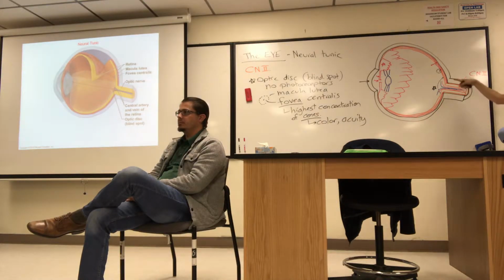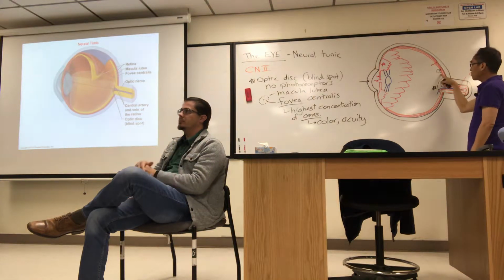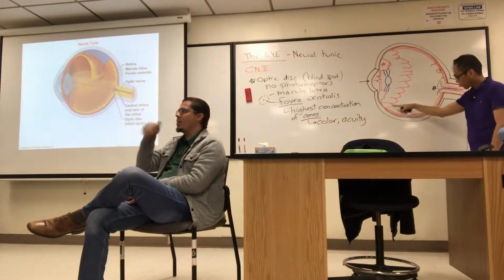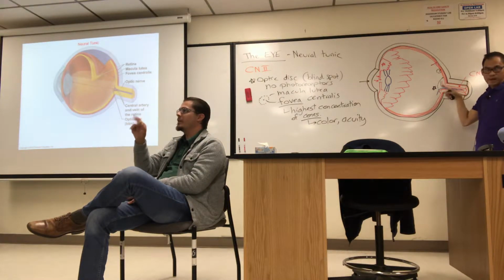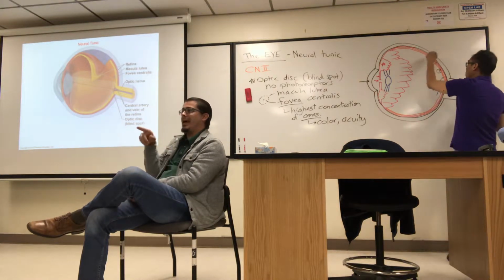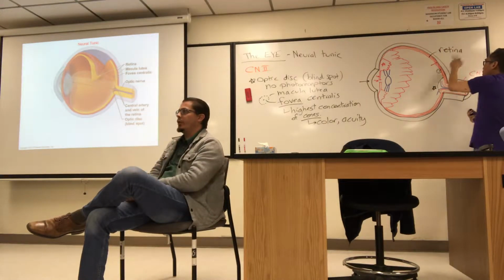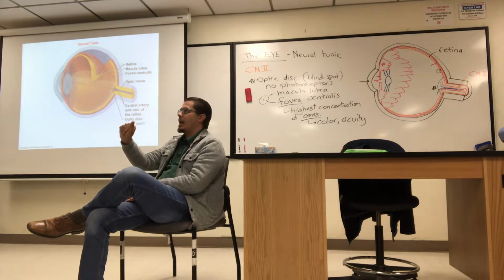The rest of the orange layer outside of the fovea is just retina, where you have photoreceptors throughout, just not the blind spot. So point to some random place. Retina. It's the retina that has the photoreceptors.